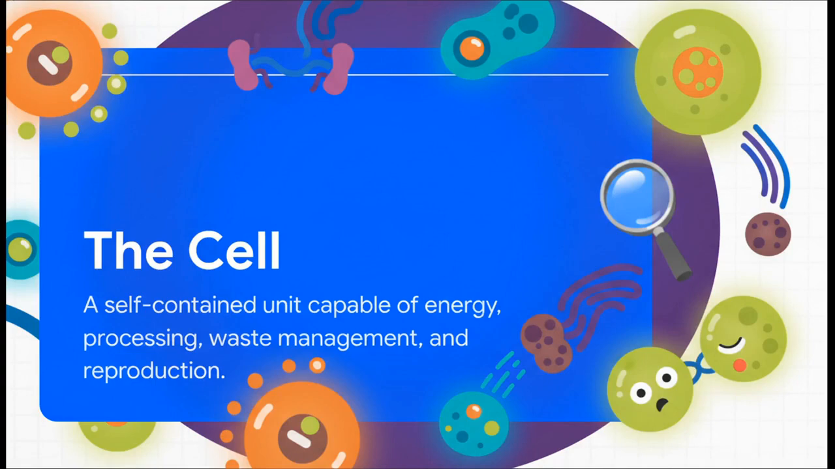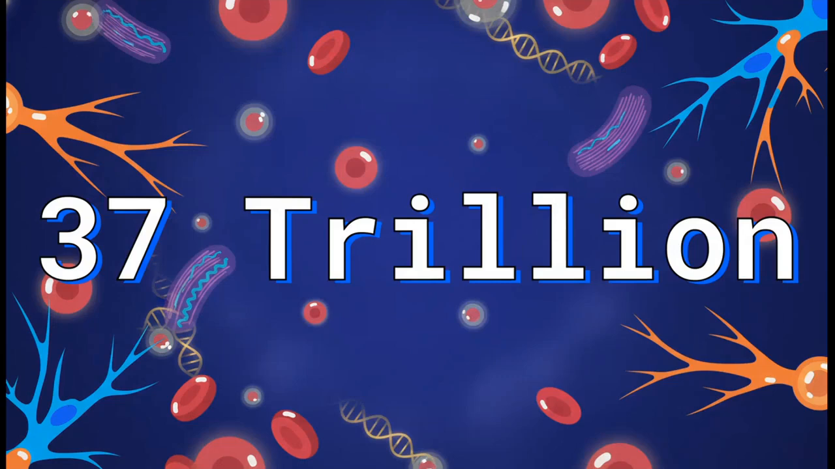The cell is the fundamental unit of life. It's not just a static brick in a wall, it is a completely self-contained biological machine. We're talking about a unit capable of producing its own energy, processing information, managing its own waste, and reproducing. It is the absolute baseline of biology. And your body? It's made up of a staggering 37 trillion of them. 37 trillion. It's almost impossible to even wrap your head around a number that big.